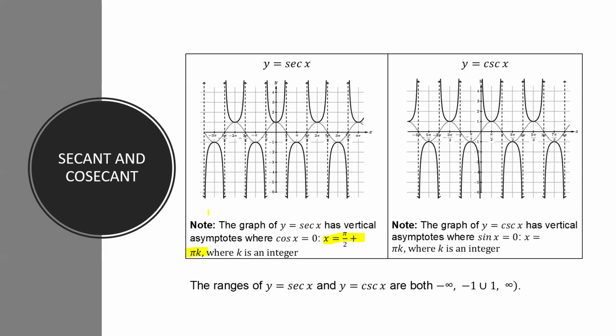Okay. When we talked about cosecant, we said that we have vertical asymptotes at 0 and 180, right? So at 0 and 180, its vertical asymptotes happen at all of our pi's. So we write the vertical asymptote rule as x equals pi times k.